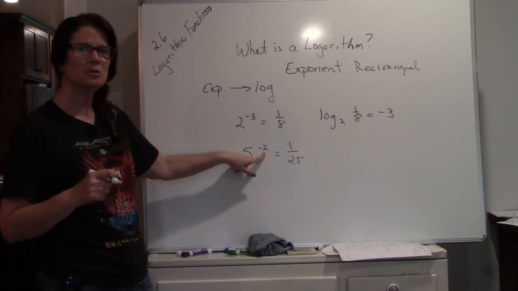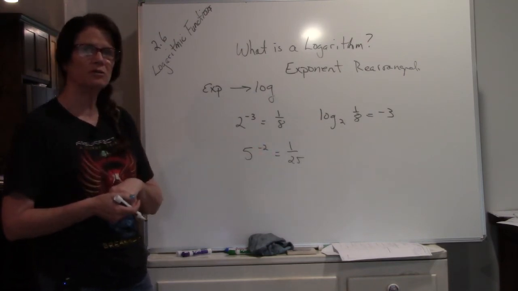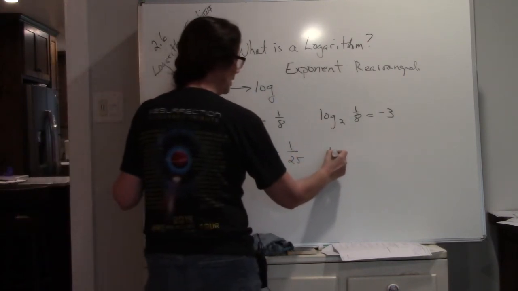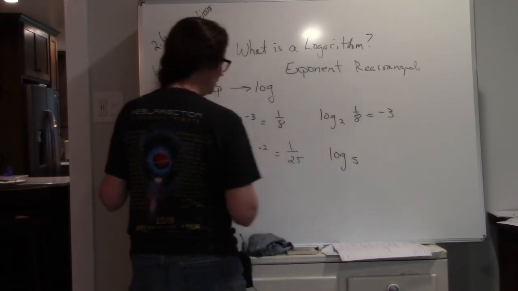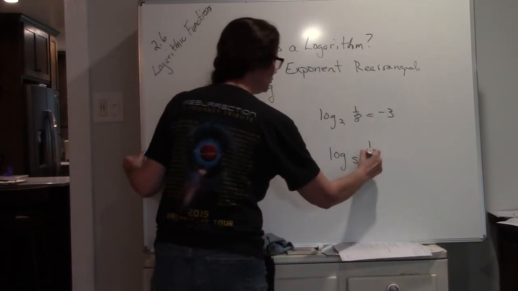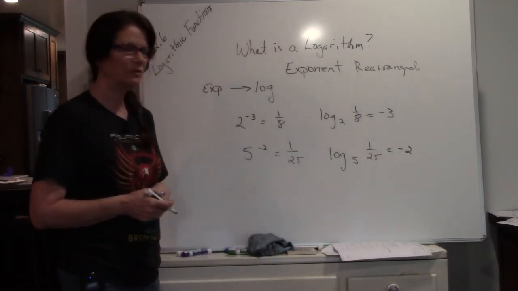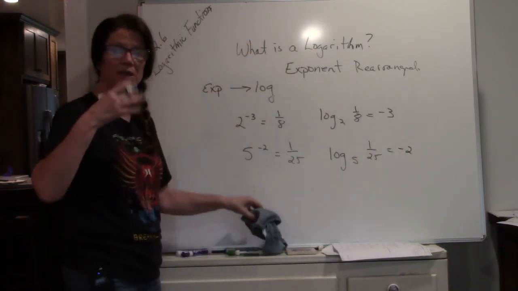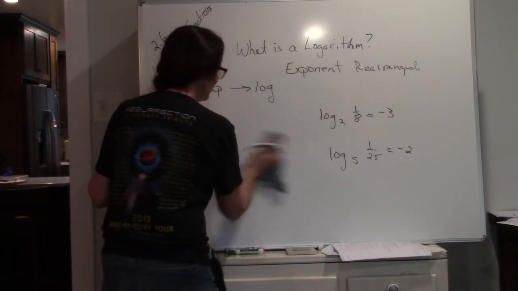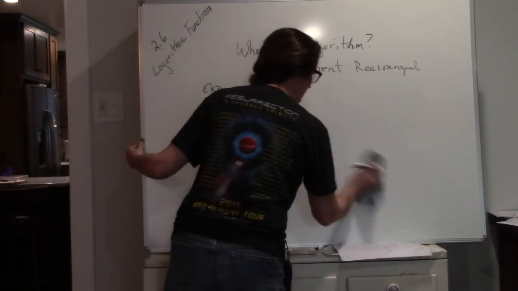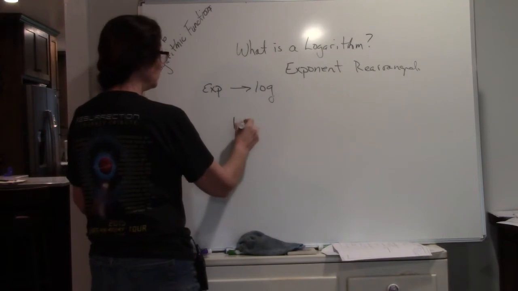5 squared is 25, flipped over is 1 over 25. So written as a log, it would be log base 5 of 1/25 equals negative 2. Okay? All right, so that's going from an exponent to log. If you're going from a log to an exponent, again, all it is a rearrangement.